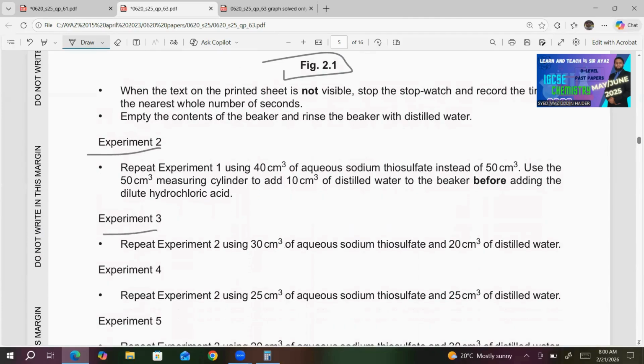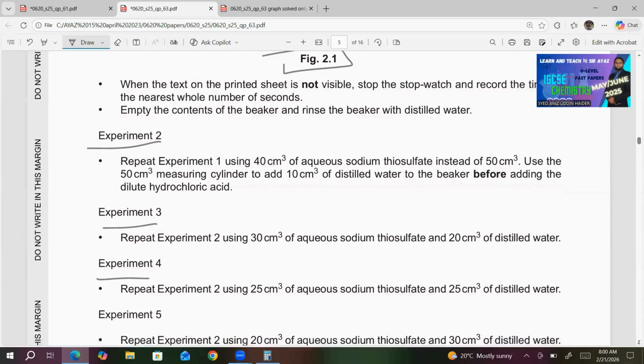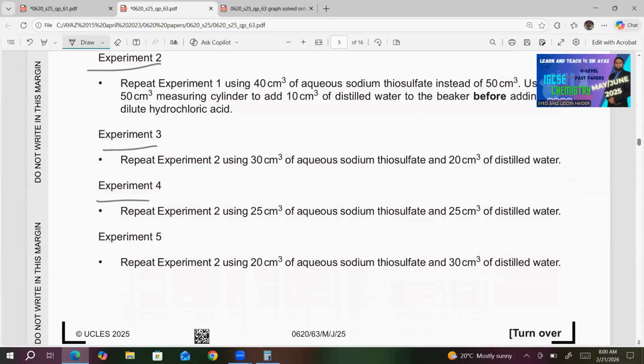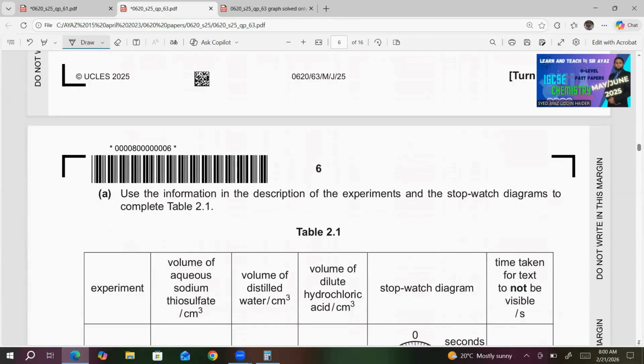Repeat experiment 2, this time using 30 cm³ of aqueous sodium thiosulfate and 20 cm³ of distilled water. You see, they are decreasing the volume of sodium thiosulfate each experiment and increasing the volume of distilled water. So for experiment 4, this time they use 25 cm³ of aqueous sodium thiosulfate and 25 cm³ of distilled water. In experiment 5, they will use 20 cm³ of aqueous sodium thiosulfate and 30 cm³ of distilled water. Use the information in the description of the experiments and the stopwatch diagrams to complete table 2.1.